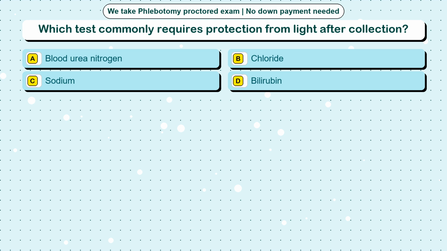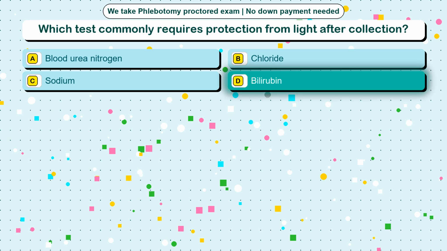Question 87. Which test commonly requires protection from light after collection? Option A. Blood urea nitrogen. Option B. Chloride. Option C. Sodium. Option D. Bilirubin. The correct answer is option D.